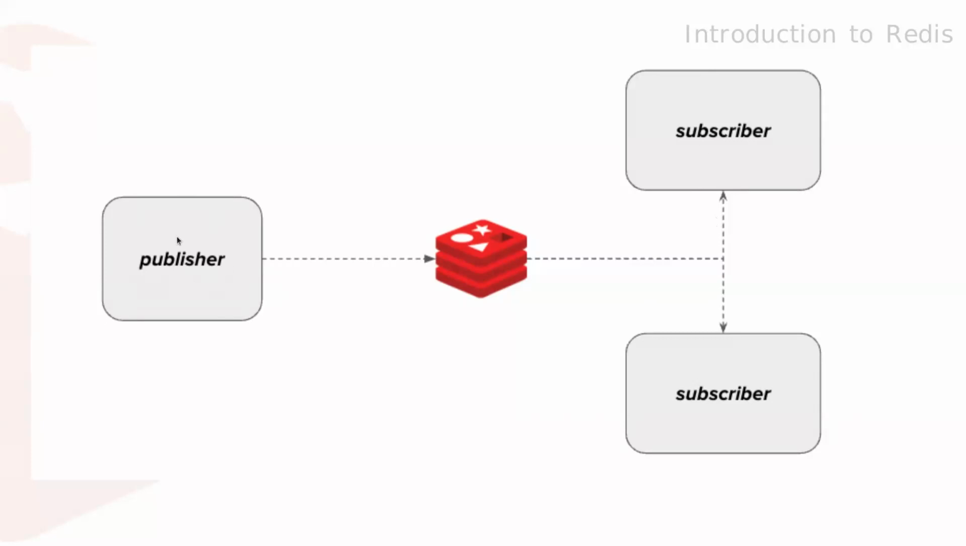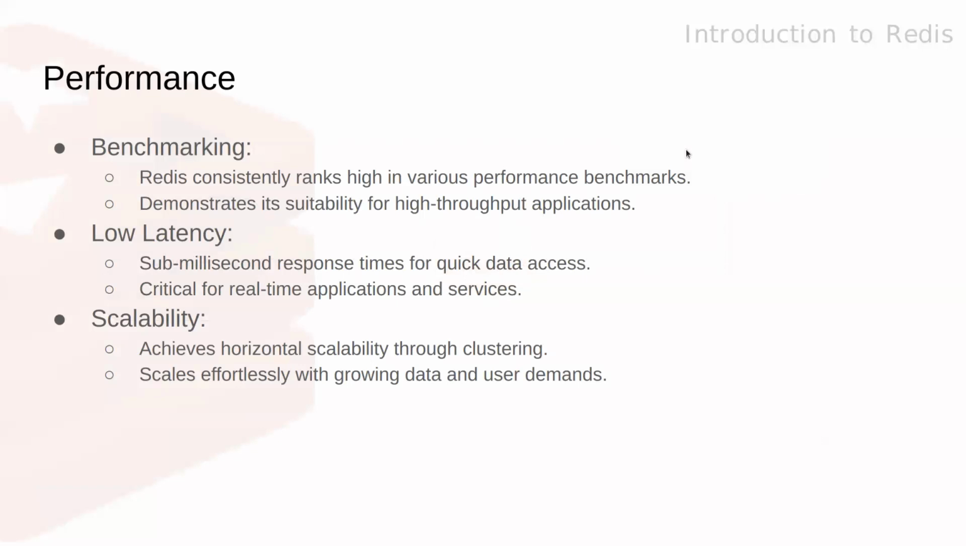So instead of sending to the 4 applications, we can use Redis as a publisher. We can subscribe to the Redis, and the first application can publish the data to Redis. Okay, the first application will publish the data to Redis, and the other applications will act as subscribers, which can subscribe to the Redis and will get the data. Okay, so that's a publish and subscribe model. So performance benchmarking, low latency, scalability.